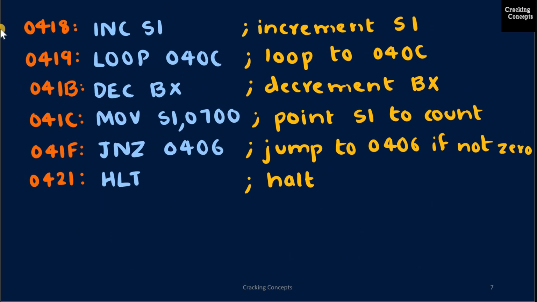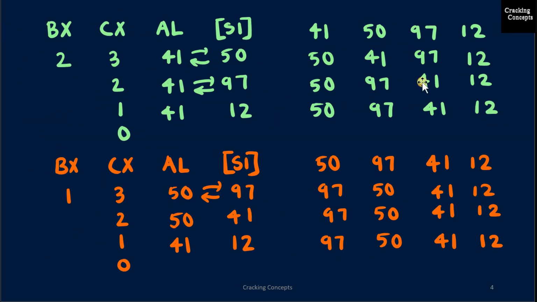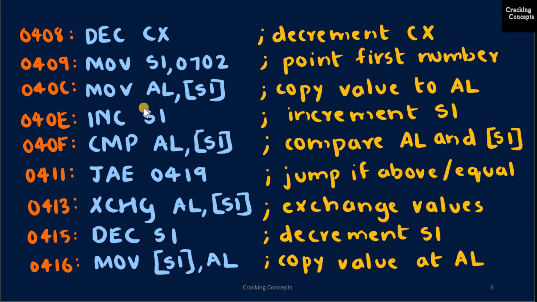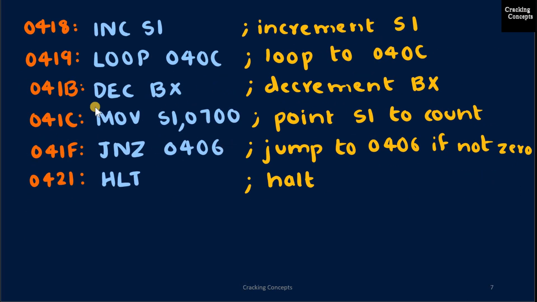Then we increment the value of SI. So after this is set at the corresponding values, I can move on to the next element. So SI is incremented from this location to this. That is a 1-byte instruction. Then we perform the loop to the location of taking the next number here until the value of CX is 0. When it is 0, then we decrement the value of BX.